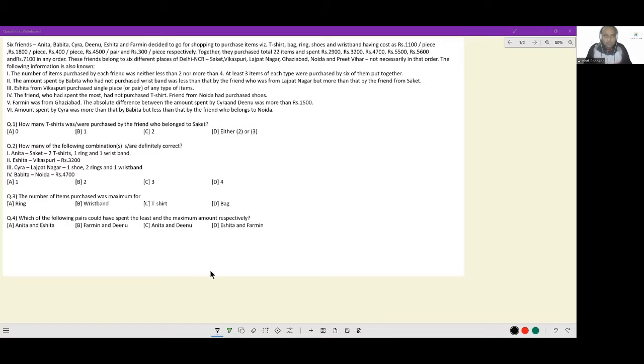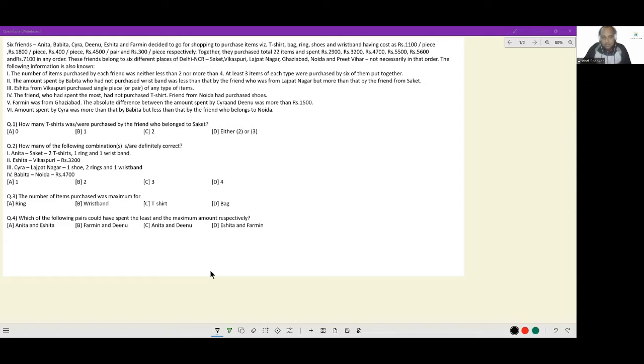Let's look at this question. 6 friends, Anita, Babita, Saira, Dinu, Ishita, and Farman decided to go for shopping to purchase items, namely t-shirt, bag, ring, shoes, and wristband, having cost as rupees 1100 per piece, 1800 per piece, 400 per piece, 4500 per pair, and 300 per piece, respectively. Okay, the word respectively is awesome when it comes to DILR.